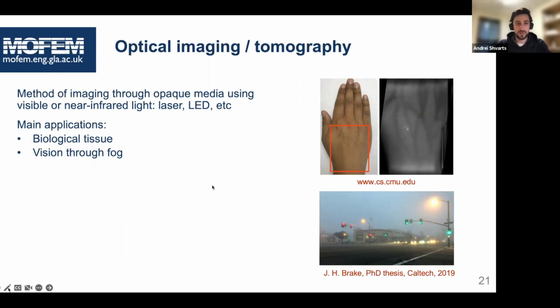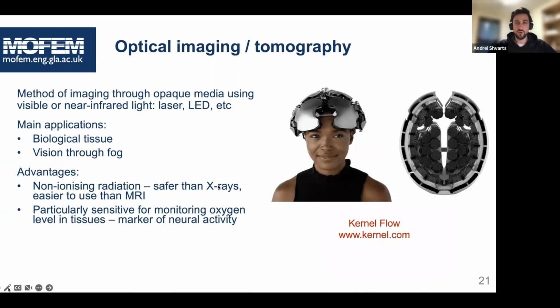And well, the advantages of using this method of optical imaging using lasers through, say, human organs, human bodies, is the fact that, first of all, it's a different kind of radiation. Light is non-ionizing, so it's safer than X-ray and easier to use than MRI. But also the propagation of light, diffusion of light through biological tissue, is particularly sensitive to the levels of oxygen. It means that it can look for neural activity.